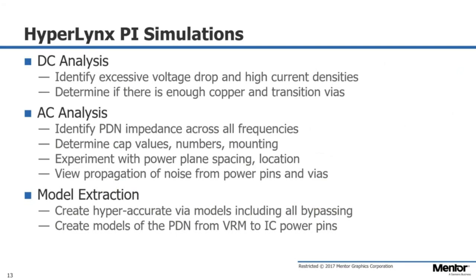So in the DC analysis, we can determine if there's enough copper and transition vias to support enough of that voltage across the entire plane, as well as enough of that current. So you can set up how much your components are sinking off of that power plane.